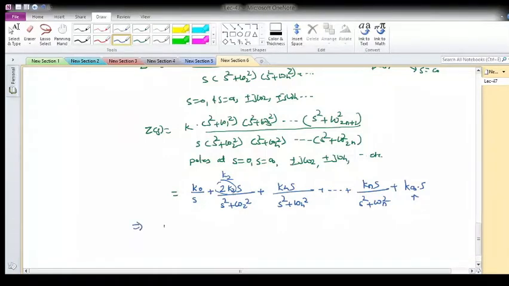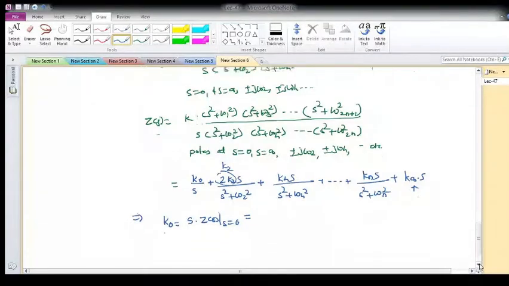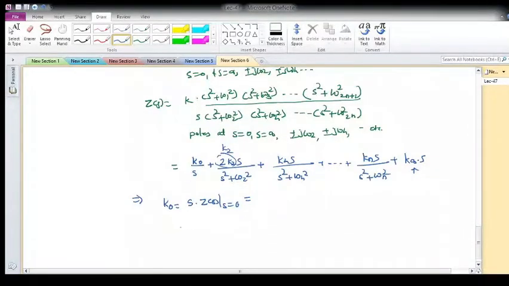So what will be the residue? That is k naught. It will be just multiply s with your z of s and evaluate at s equal to 0. So when you are finding the residue at s equal to 0, you take the lower power of s from the numerator, divide by the lower power from the denominator, whatever quotient you get, that is nothing but the residue at s equal to 0. Then next you calculate the residue at infinity.